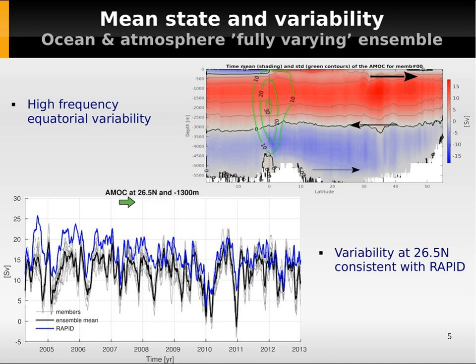In the bottom panel, I show you the simulated AMOC variability at the RAPID location and at the depth of 1,300 meters. The gray lines are the realizations for the 12 different members. The black one is the mean of all these 12 members, and we compare that with the RAPID data, which are in blue. We see that the model underestimates the first years of the record but comes closer at the end. We also see that there is clearly a good agreement at higher frequency, like interannual and subannual variability.